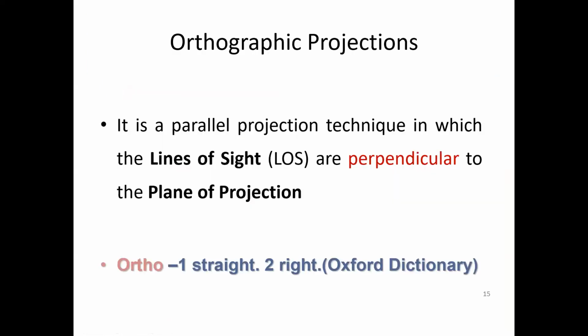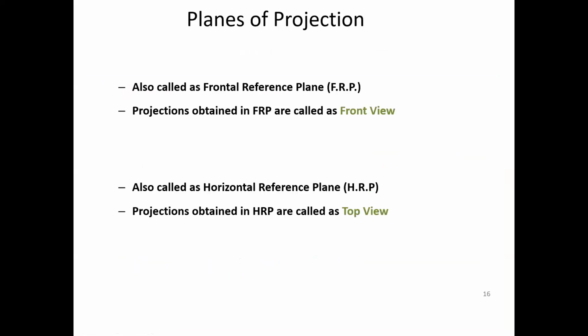Ortho means straight. Everybody knows that when we use the ortho button in AutoCAD, the lines you draw are straight. That is why it is called straight. There are basically 2 planes we are going to learn right now: the frontal reference plane and the horizontal reference plane, and the frontal one is also called the vertical reference plane.